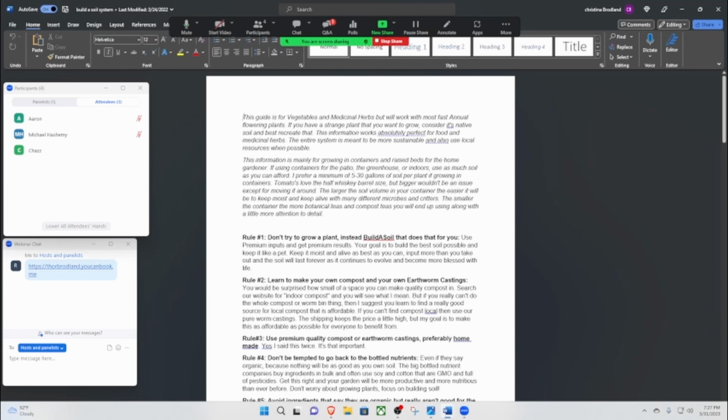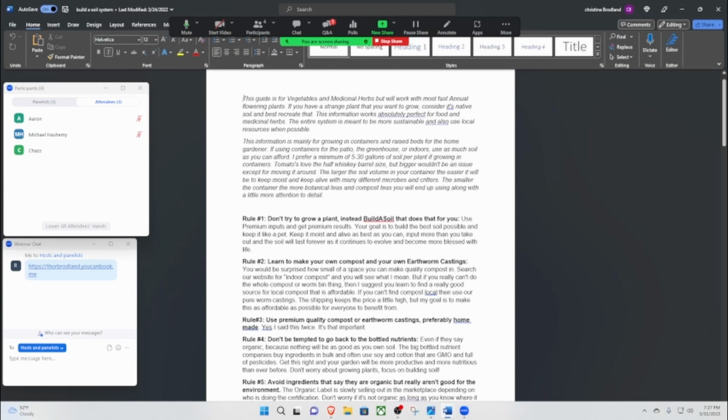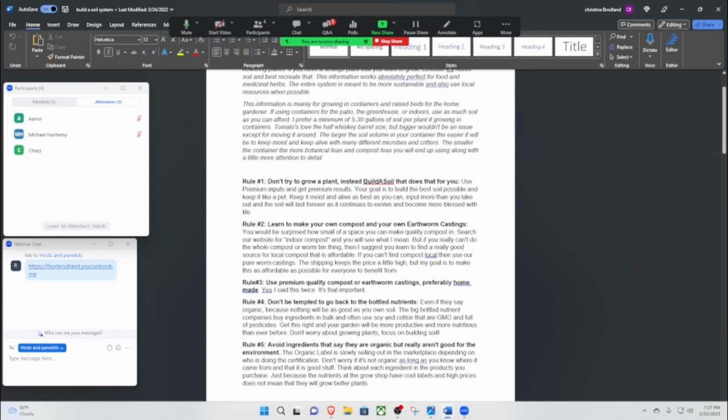This document here, you can find it on the Build a Soil website. They're not like a sponsor or something like this. This is just resources that I use, and I want to pass it on to you directly. And so this is sort of the Build a Soil method.